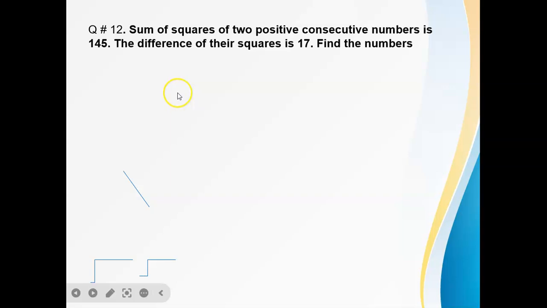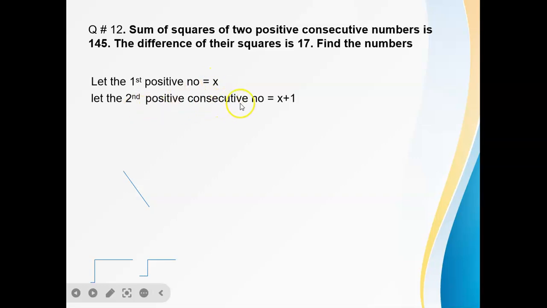So first of all, you will select your numbers as, let the first positive number is x and the second positive consecutive number will be x plus 1. क्योंकि consecutive number हैं तो एक के बाद दूसरा होगा. Therefore, if first is x, then the other will be x plus 1.